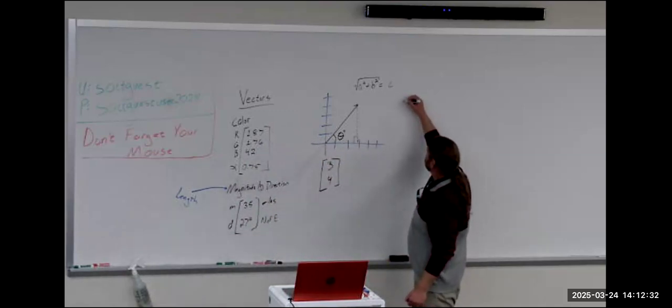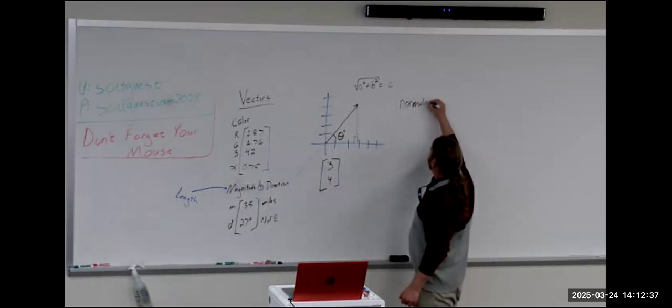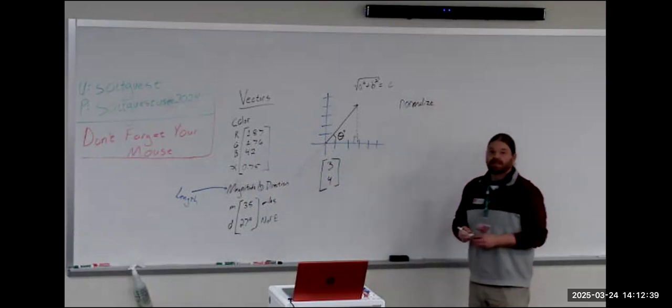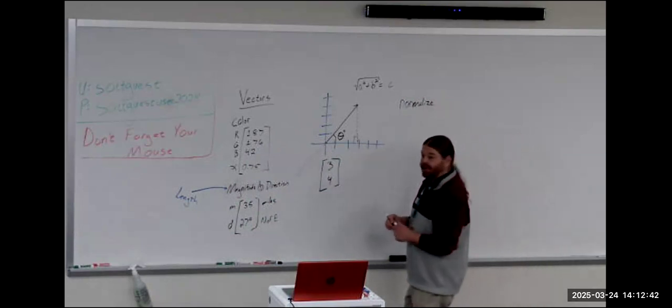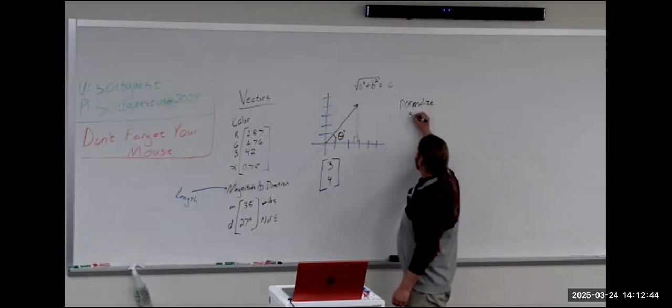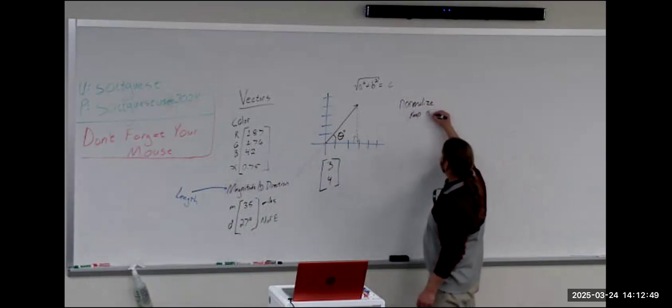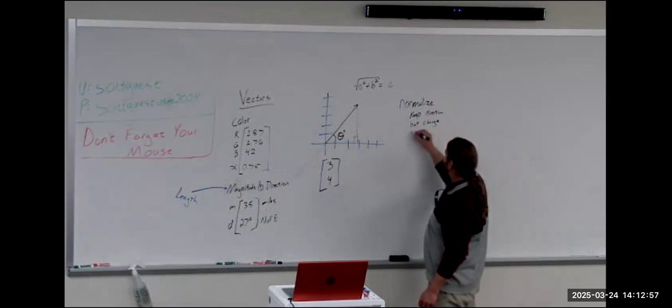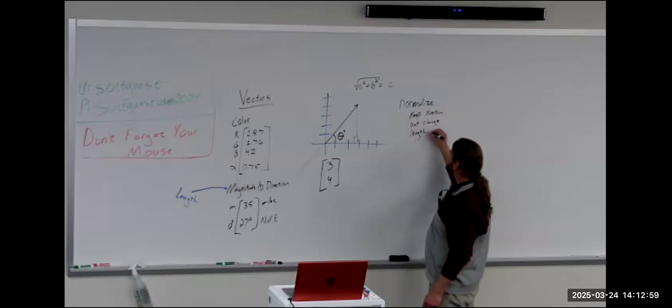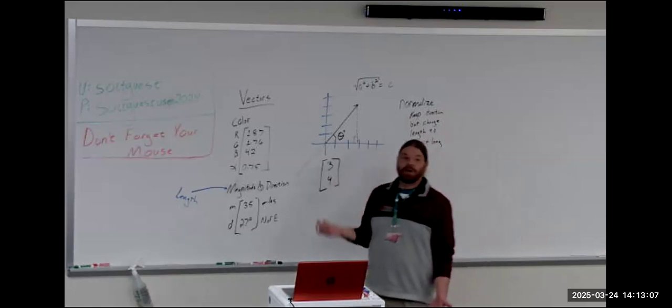To normalize a vector, we keep the direction but change the length to 1 unit long. So then all we have is the direction that we're pointing.